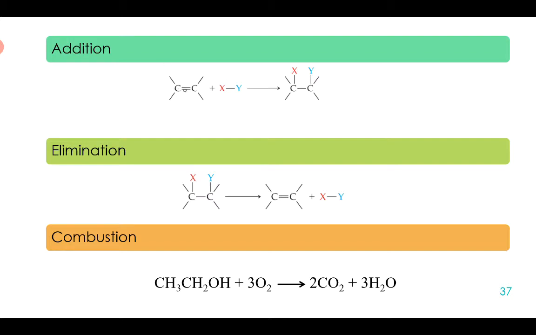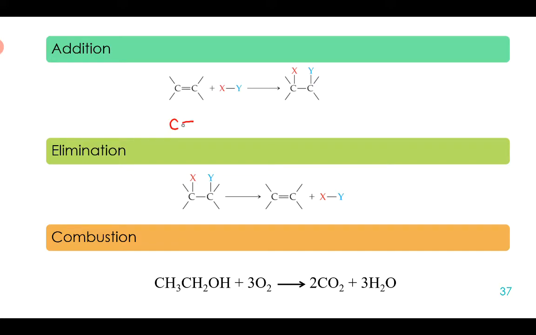In the last chapter, we talked about how we could do an addition reaction to an alkene. When we do an addition reaction to an alkene, we form a single bond between the carbons, and this molecule we added, the X gets added to one carbon and the Y gets added to a second carbon.